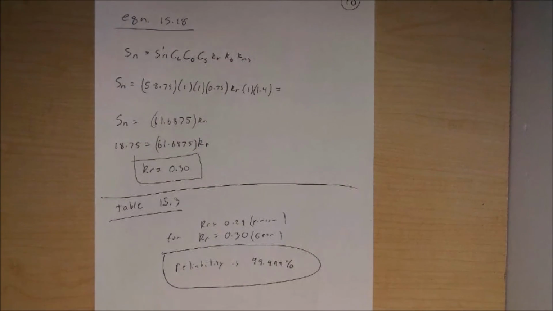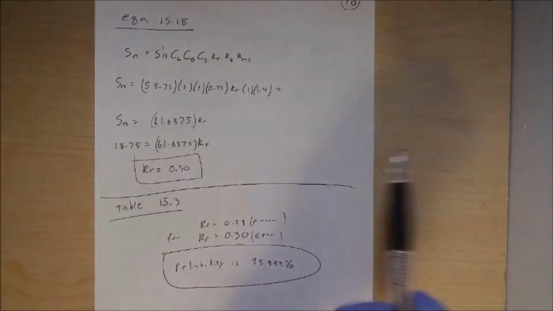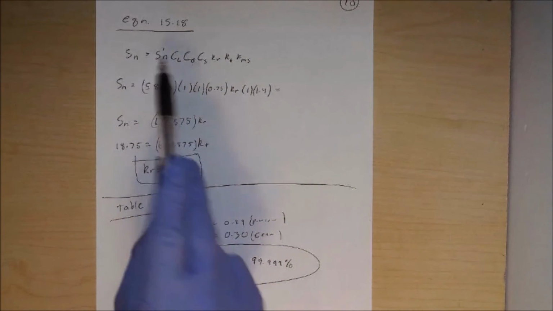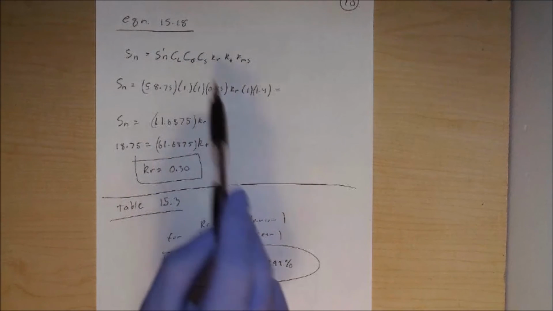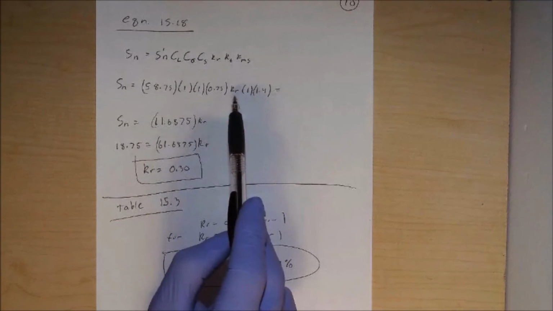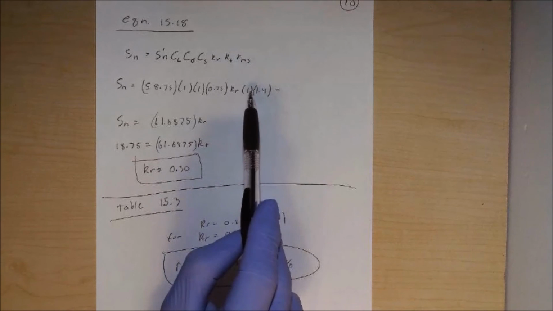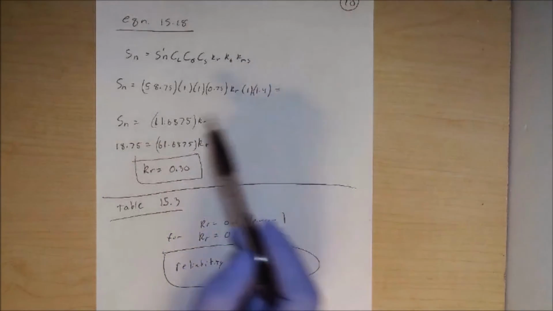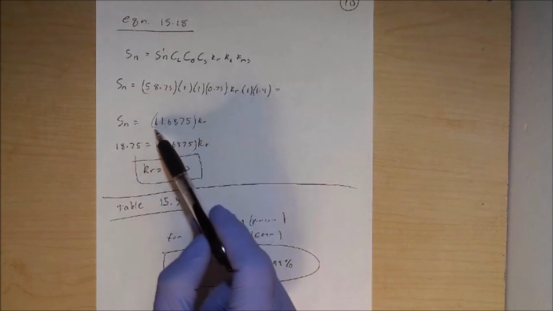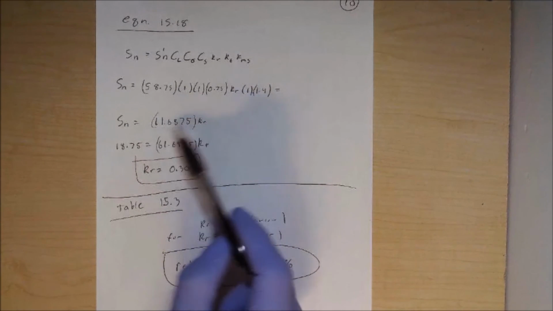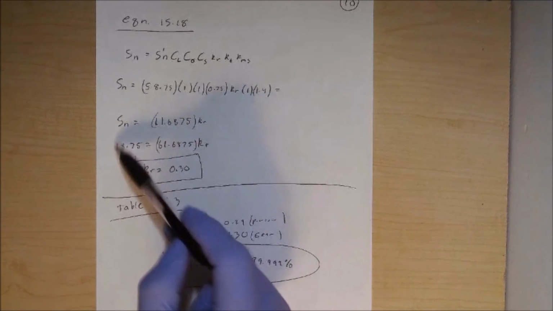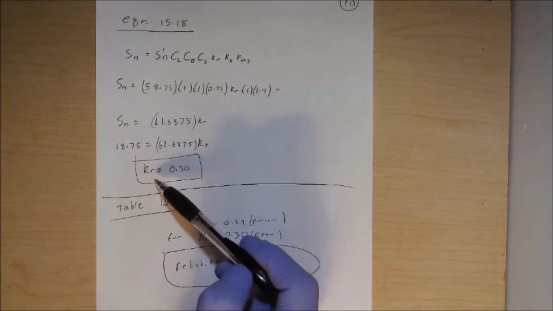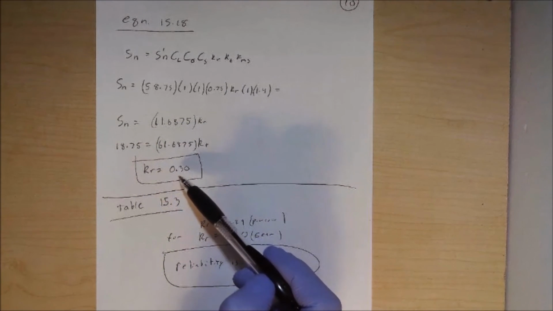So that's what we do here now, we plug back into equation 15.18. If you recall again, 15.18 has all the same variables that we just saw. We plug this in, S sub n is equal to 58.75 for our S_n prime, 1 for our C_L, 1 for our C sub G, 0.75 for our C sub S. K sub R we're still solving for, K sub T is equal to 1, and our K sub MS is equal to 1.4. We plug this in now here. S sub n is equal to 61.6875 times K_R. Again, our S_n is our sigma here of 18.75 that we solved for earlier. Rearrange, solve for our K_R. Our K_R is now equal to 0.30.